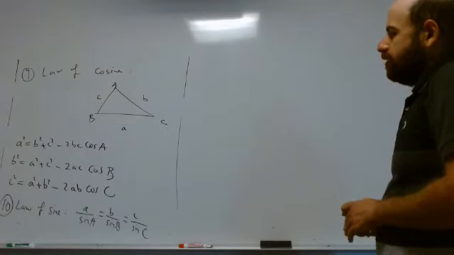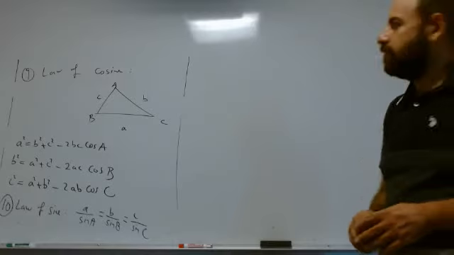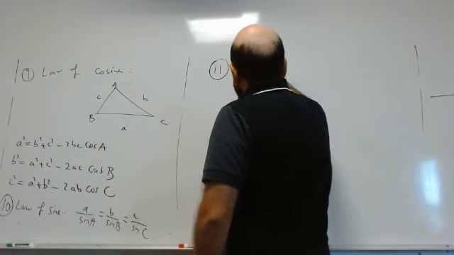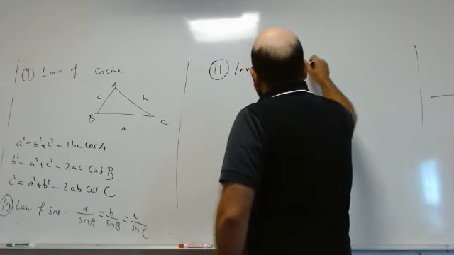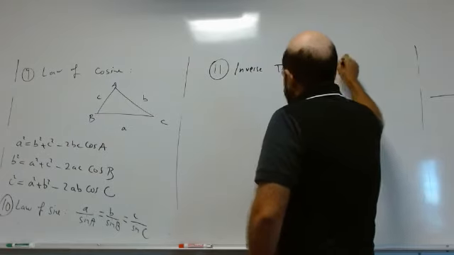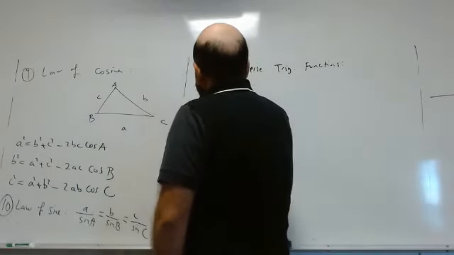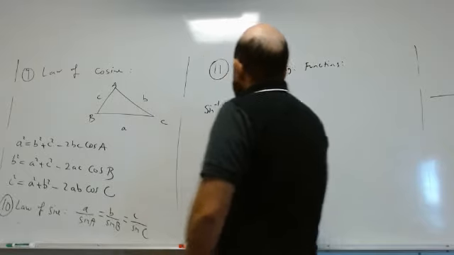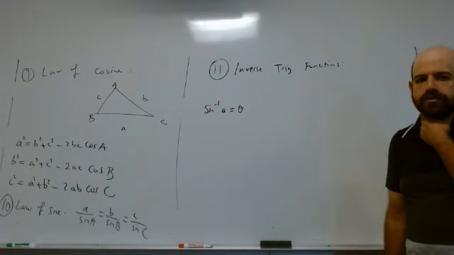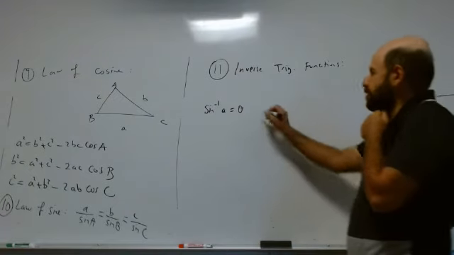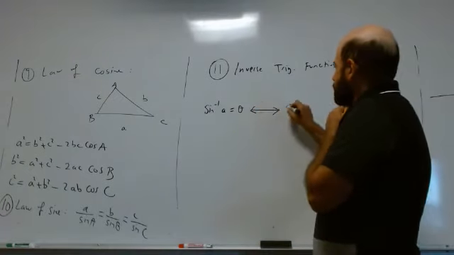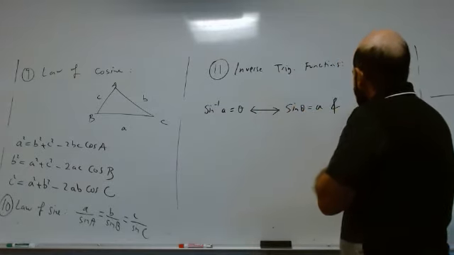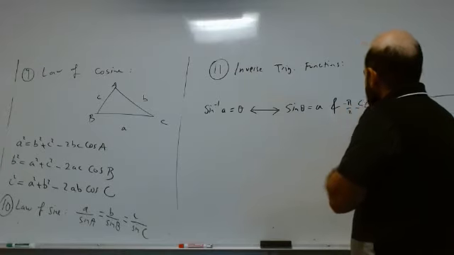And also inverse trig functions. You also saw inverse trig functions, their definitions and properties. For example, sine inverse of, let's say, A equals theta. What does that mean? Sine inverse of A equals theta means that sine theta is equal to A, and theta has to be between minus pi over 2 and pi over 2.